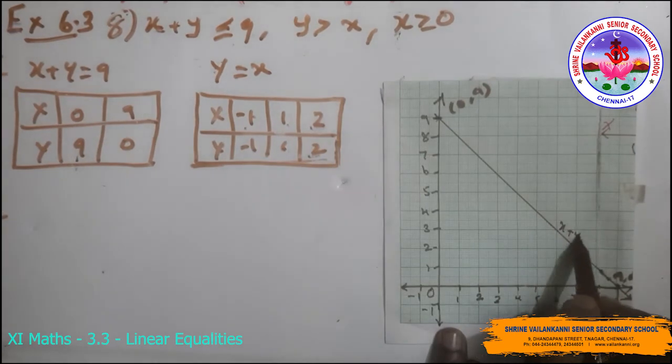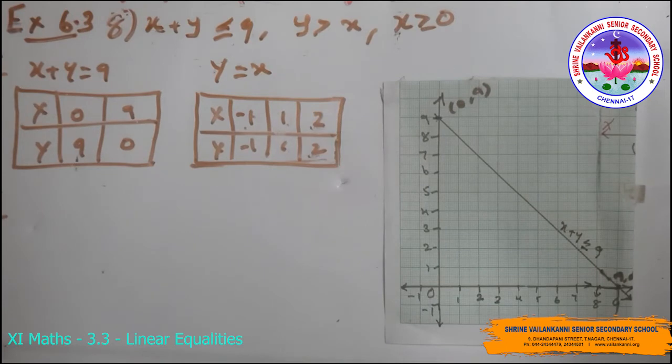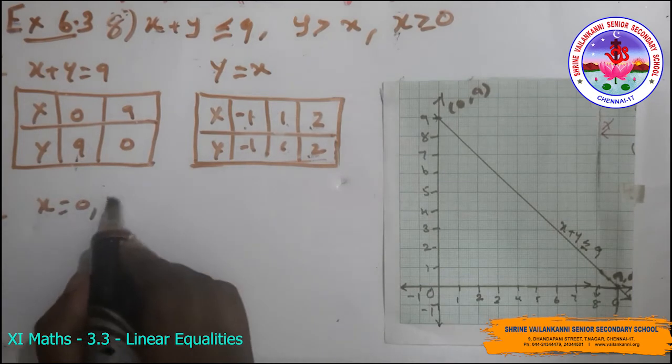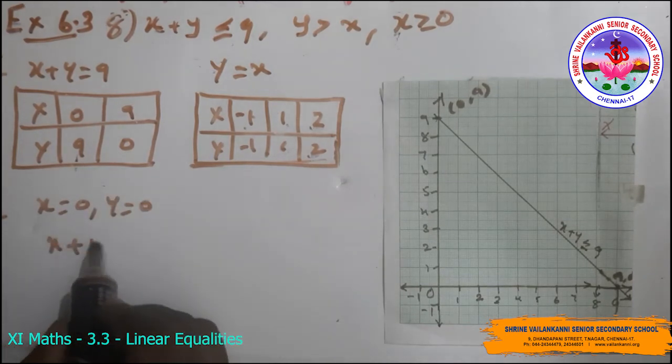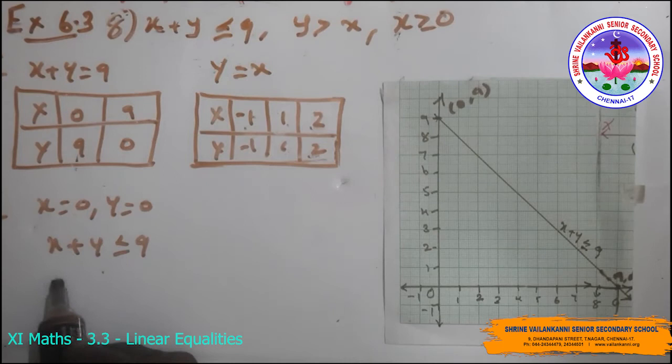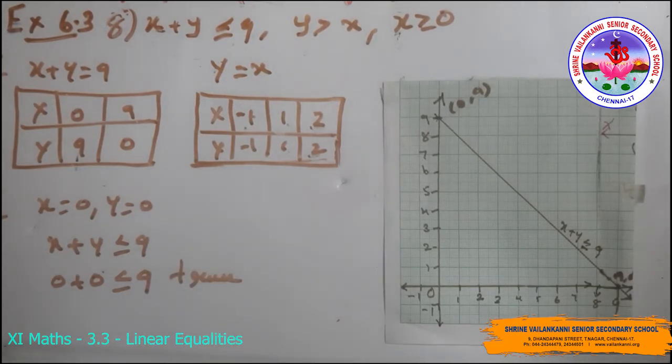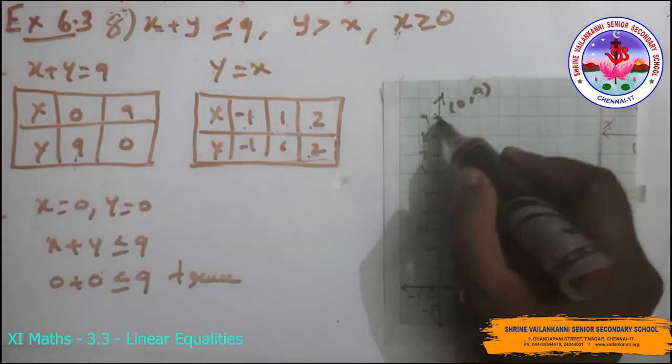So x plus y less than or equal to 9. The test point is: put x is 0 and y is 0 in the inequality x plus y less than or equal to 9. So 0 plus 0 is less than or equal to 9. 0 is less than 9, which is true. So the first inequality represents the region below the line x plus y equal to 9, including the line, that is, it lies towards the origin.